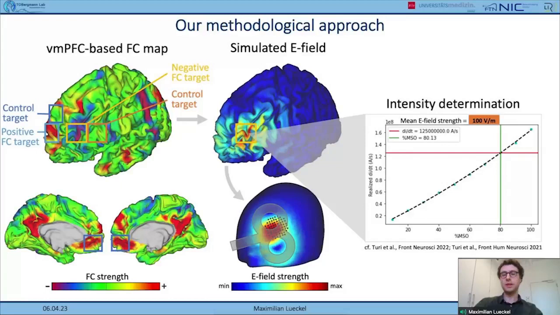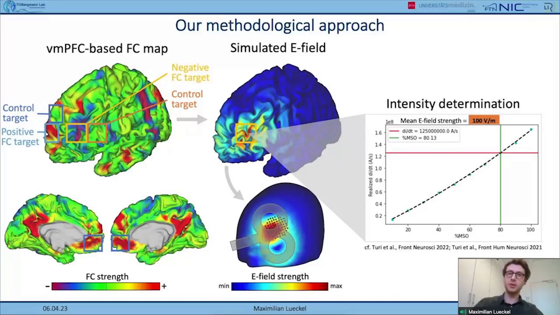Next slide, please. And in this study, we not only define coil position and orientation based on E-field simulations, but we also use the simulations to individually determine the stimulation intensity, here aiming for a mean E-field strength of 100 volts per meter within the respective target cluster.